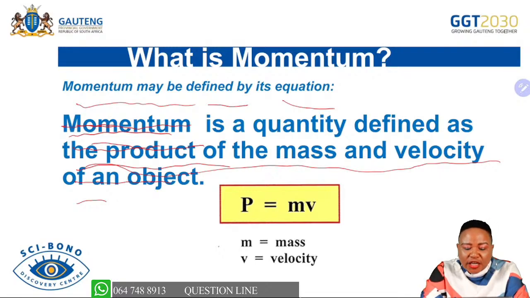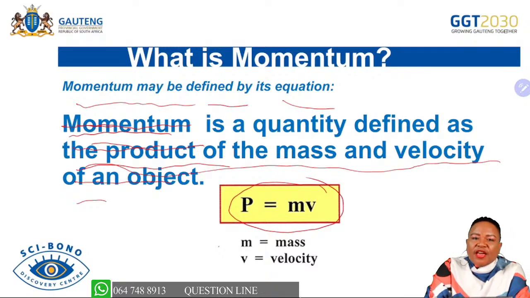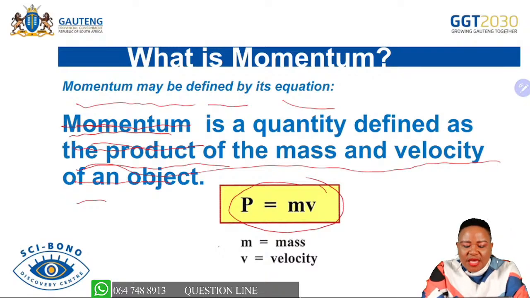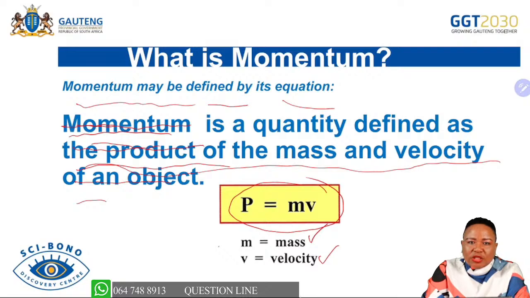So it's the product of mass and the velocity of an object. That is why momentum is given a formula that says P is equal to mv, whereby we are going to multiply the mass of an object and its velocity. So remember, the m represents the mass and the v represents velocity. So that is the first thing that you need to understand about this topic.